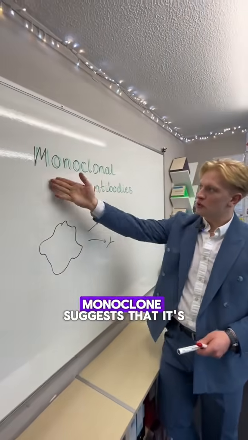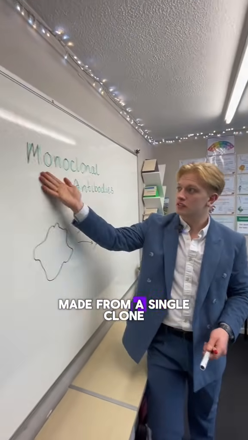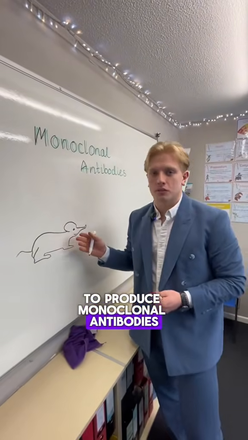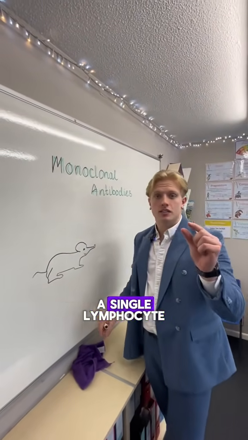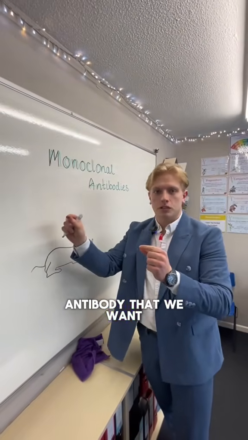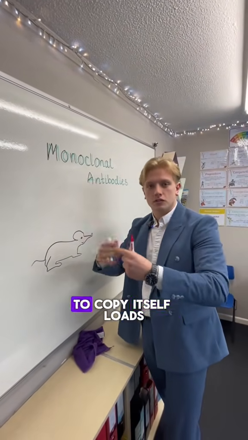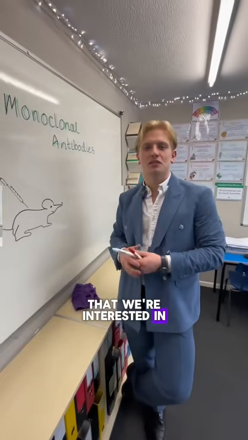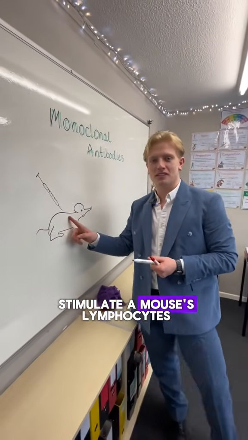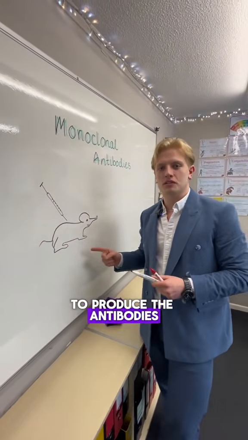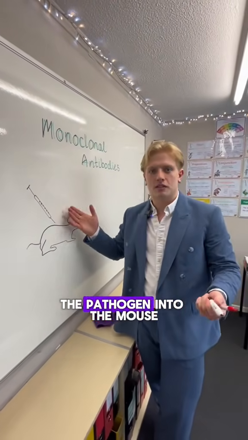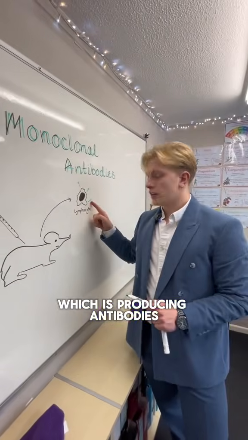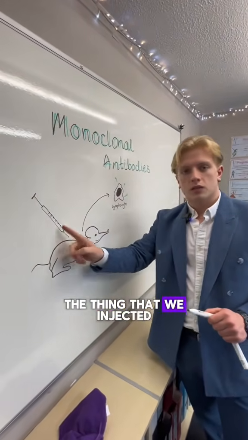Monoclonal antibodies, monoclonal suggests that it's made from a single clone, a single copy from one single cell. To produce monoclonal antibodies, we need to isolate a single lymphocyte that is producing the antibody that we want, and then cause it to clone itself, to copy itself loads of times, so that we make an absolute buttload of that antibody that we're interested in. To achieve this, we stimulate a mouse's lymphocytes to produce the antibodies that we want by injecting, say, the pathogen into the mouse. Here's the lymphocyte we have isolated from the mouse, which is producing antibodies that are specific to the thing that we injected that mouse with.